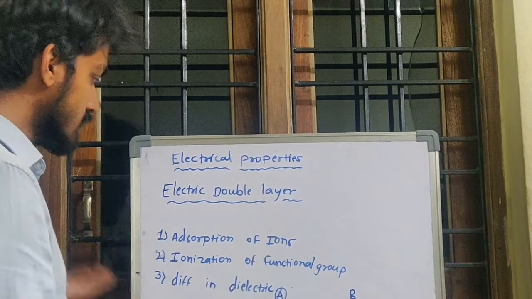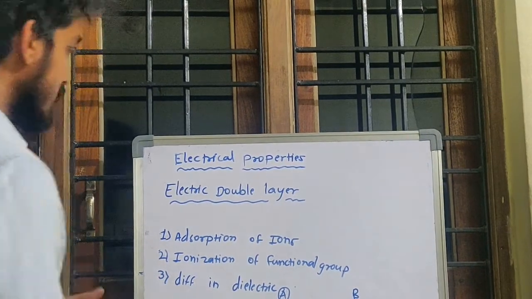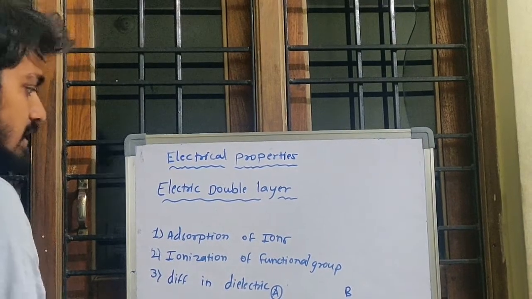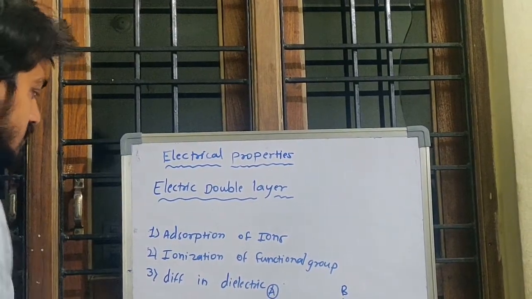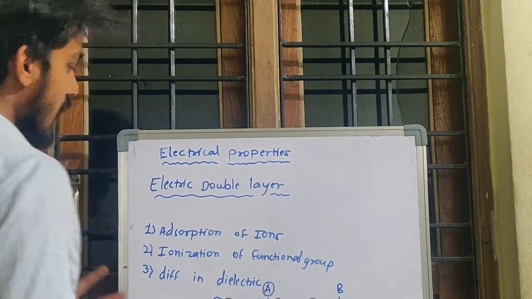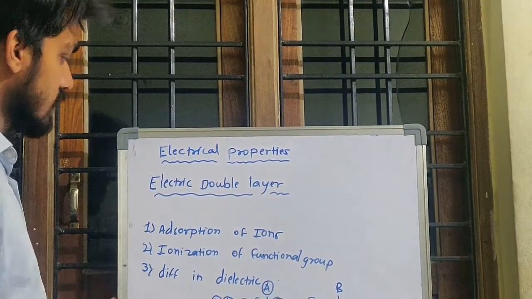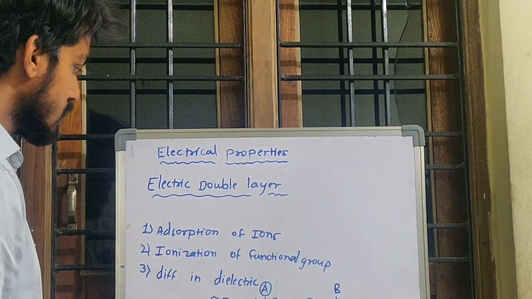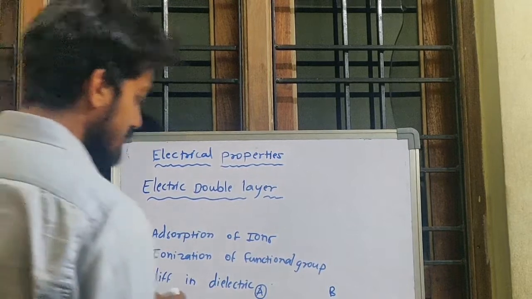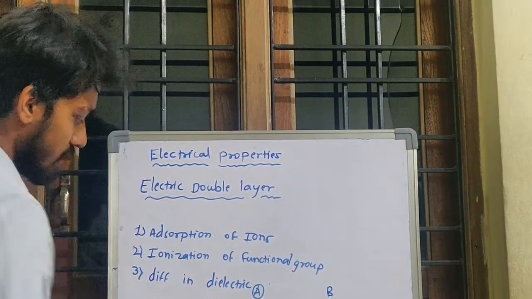What is the difference between the dielectric constant of the suspended particle and the continuous phase? So this is the third possibility of gaining charge on the colloidal particle. Okay, so this is the electrical double layer. This all is an electrical double layer.